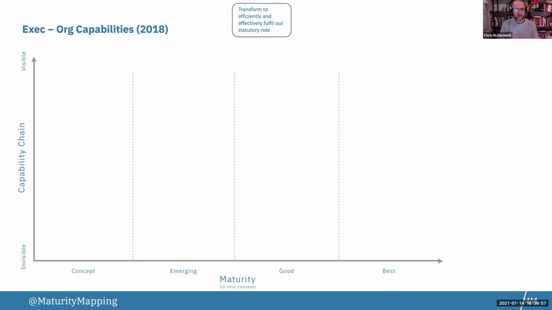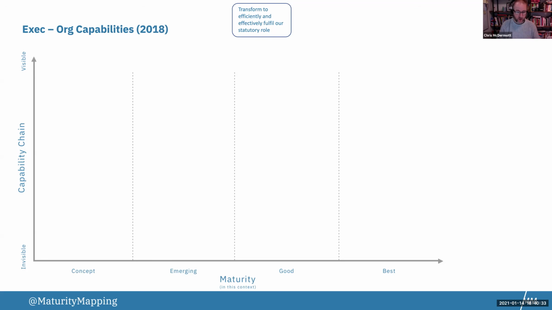But this is an executive view of capabilities within an organisation. The goal here, the anchor, as described at the top, is to transform to efficiently and effectively fulfil a statutory role. The land registry organisation I'm talking about has a statutory role to play in Scotland. And off the back of housing market perturbations in the late 2000s, they decided to change and improve the way they worked. A large part of what they had to do was a digital transformation.